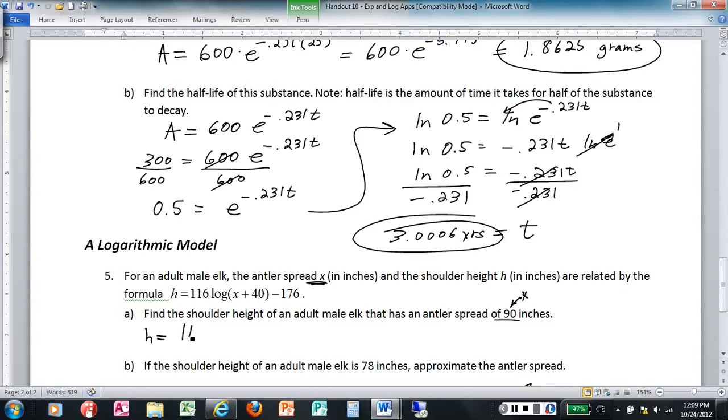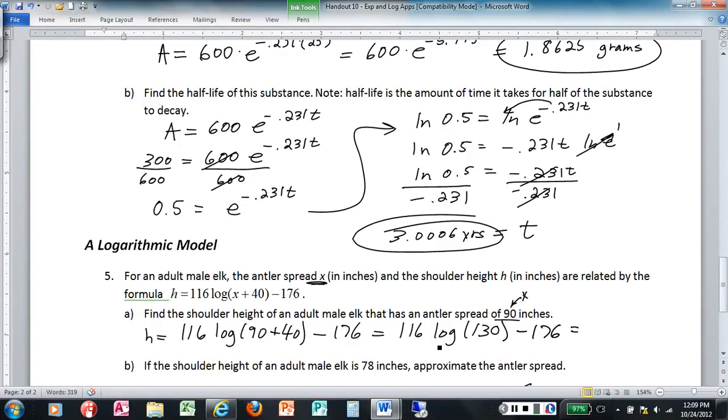So I have h equals, I don't know what h is, 1/16 log, I know x to be 90, so it'll be log of (90 plus 40), and then minus 176. What do I do here to solve this one? Well, this is just evaluate. We've got 1/16 times, we can simplify the parentheses, log of 130 minus 176. Just put that in our calculator. This is the common log. Most calculators have that button on it, so I just put that in.